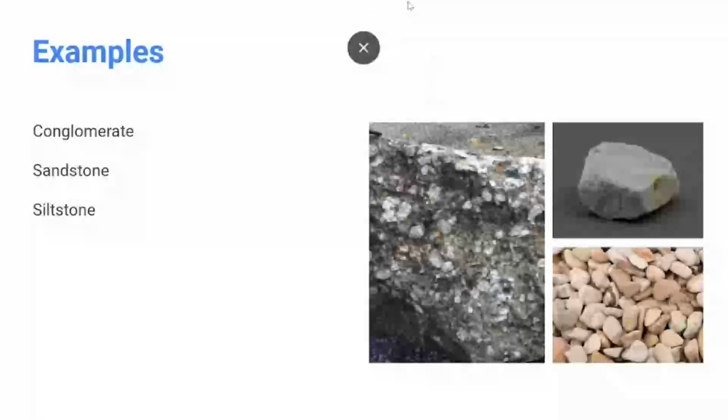Conglomerate. Conglomerate is composed of round pebbles and pieces of rocks cemented together. It is used for making building materials. Sandstone. Sandstone is a very common sedimentary rock. It is mainly composed of sand particles and is used in making buildings, pavements, etc.